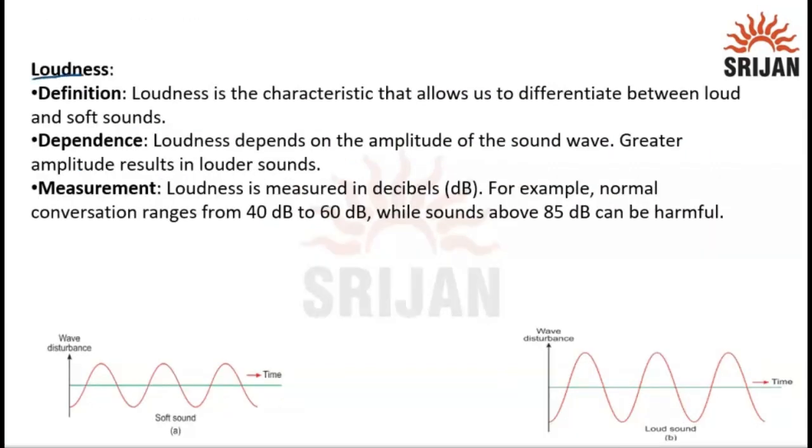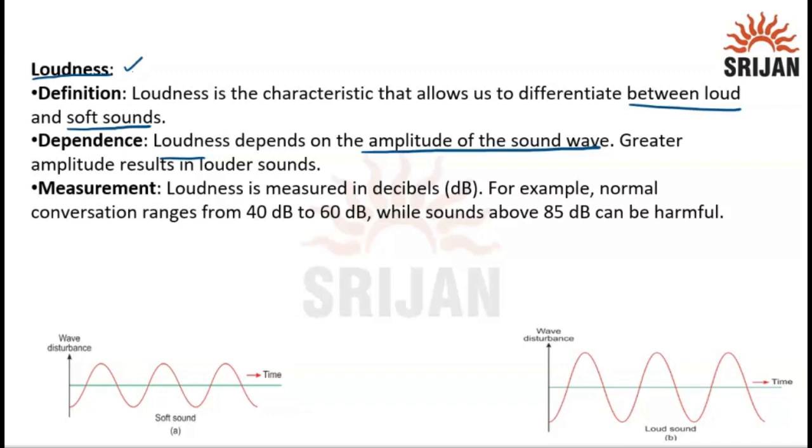Next the characteristic is loudness. Loudness is the characteristic that allows us to differentiate between loud and soft sounds. We know what loud and soft sounds are. When we are able to distinguish between loud and soft sounds, that is basically due to the characteristic of sound called loudness. And loudness depends on the amplitude of the sound wave, that is, how high the displacement of the sound wave is, because the higher the sound wave, the more distance it can cover. As a result, explosive sounds can be heard at larger distances because of having a larger amplitude.